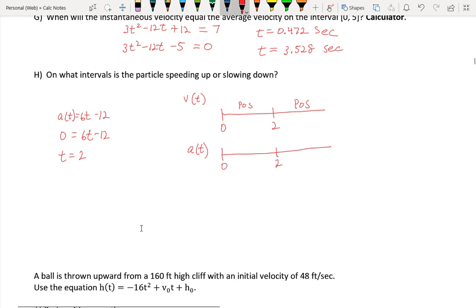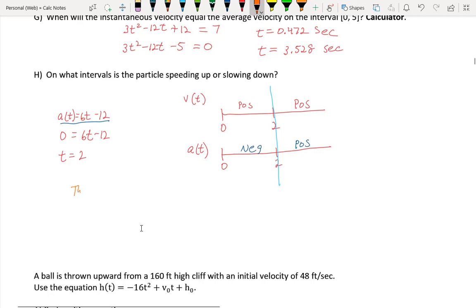So I'm going to go over here, and I'm going to go 0 and 2. And I'm going to plug in some numbers for a of t, so I'm going to choose 1. If I plug in 1, you can see hopefully that 6 minus 12 is going to be negative. If I plug in 3, that's going to be 18 minus 12, which is positive. And so this one's pretty easy to see. It just pretty much splits right down the middle, and we've got 2 intervals, one where we're speeding up and one where we're slowing down.